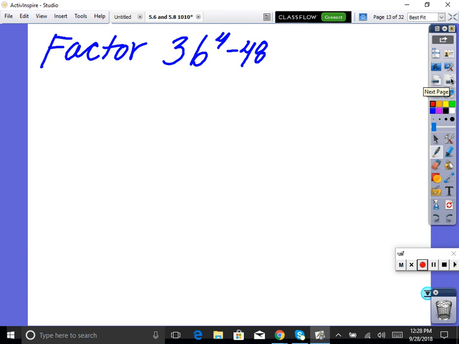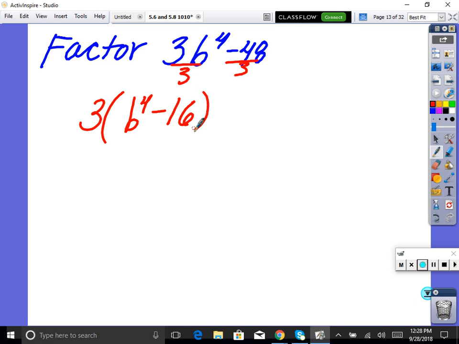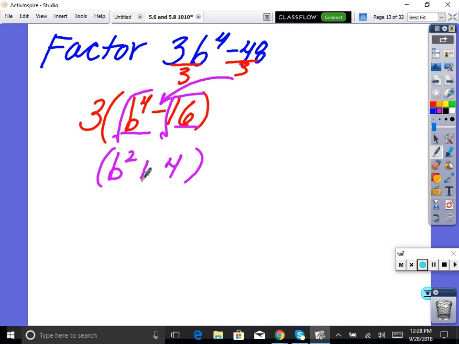Alright, looking at this one, once again, do not let your brain go away from these steps every time. Factor out a greatest common factor. I pull out a 3. So left is b to the 4th minus 16. Now you would have to notice I have two perfect squares, because when I square root it, they come out perfectly. So if I square root that, I get b squared. If I square root that, I get 4. So it has no middle term, so it's going to be conjugate pairs.